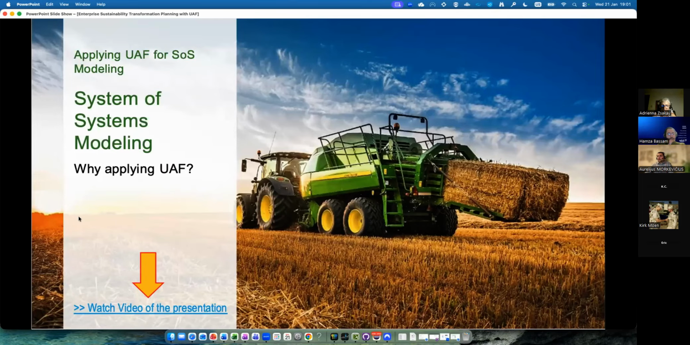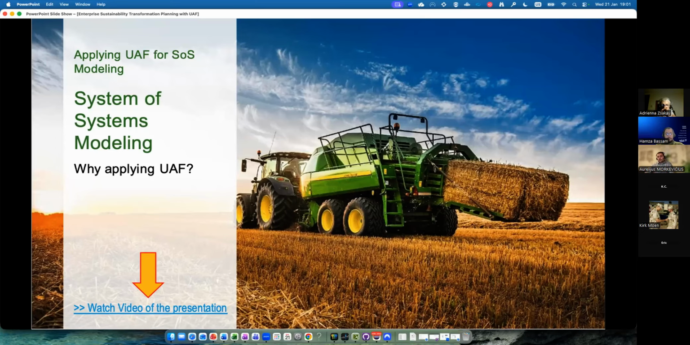Another study on farming, again sustainability related. As you can see, I only pick things that are related to sustainability. This one is coming from John Deere. Again, it's publicly available. I put the YouTube link here, so you can listen to John Deere and the way they apply a model-based approach and UAF towards sustainable smart farming.